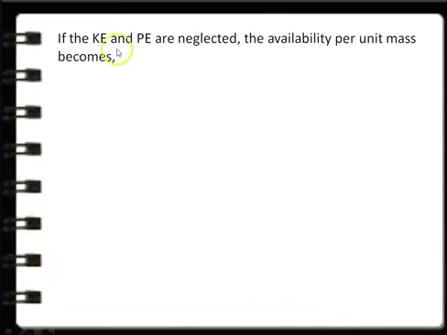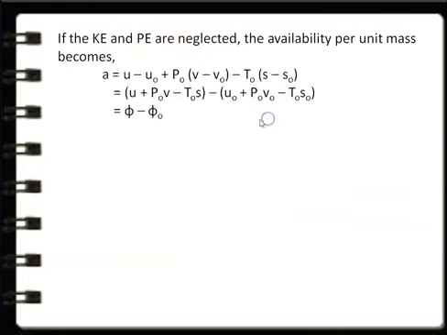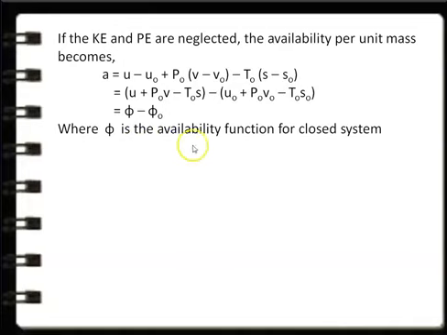Now neglecting the kinetic energy and the potential energy, the availability per unit mass becomes U minus U0 plus P0 into (V minus V0) minus T0 into (S minus S0), or grouping the terms, (U plus P0V minus T0S) minus (U0 plus P0V0 minus T0S0), and this is called phi minus phi0, where phi is called the availability function for closed system. So earlier for steady flow system, we found that psi is the availability function. Now here we are using phi as the availability function for the closed system.